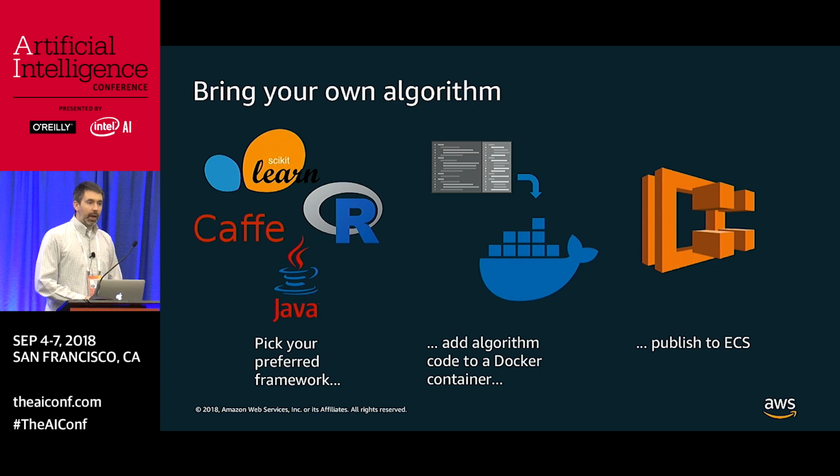Finally, the bring your own option. If there's a certain framework that we don't support, whether that's Scikit or whether that's R or Caffe, Java, anything that can be sort of bundled into a Docker container, like I said, you can add that algorithm code into the Docker container, publish that to an ECR repository in ECS, and then use it within SageMaker as well, and still take advantage of things like managed training infrastructure and auto-scalable hosting and all the other nice features that we've added to make those things easy.